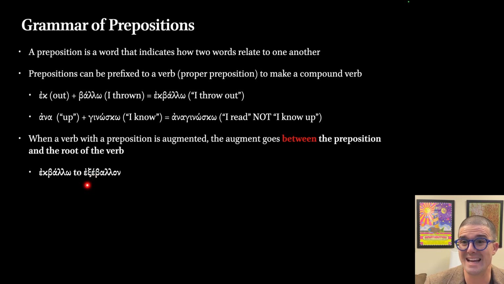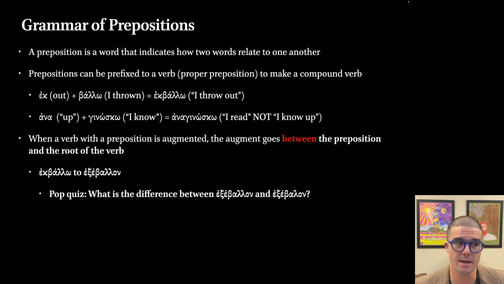And sometimes you'll see slight changes for the purpose of pronunciation to the consonant that the preposition ends with. So here, ekbalo goes to exebalon. Another pop quiz here. What is the difference between these two verbs, exebalon and exebalon? Yes, this one has one less lambda than this one does. And what does that indicate? That's right, this indicates a changed root, whereas this one is built on the present tense, which means one of these is one form of the past tense, one of the tenses that we know, and this one is a different tense.